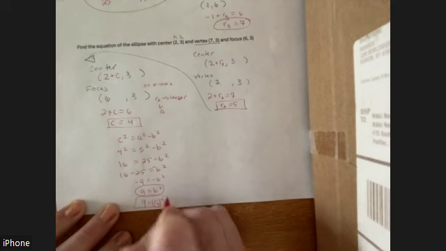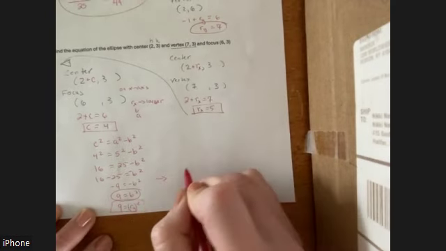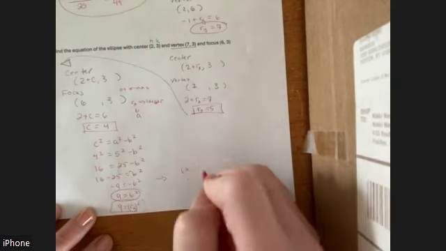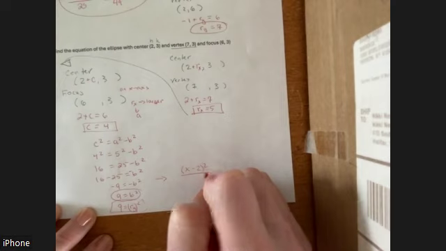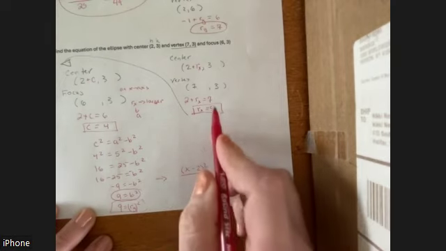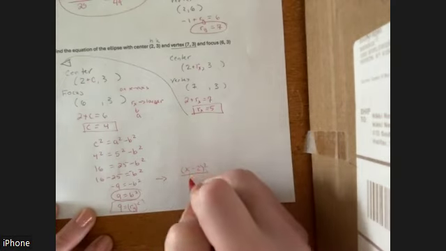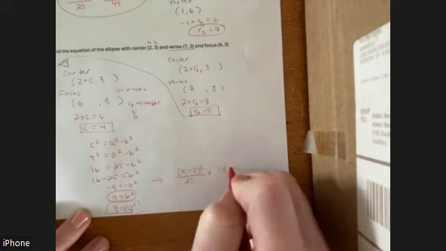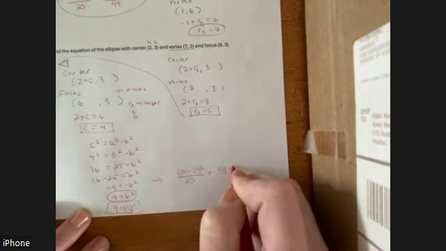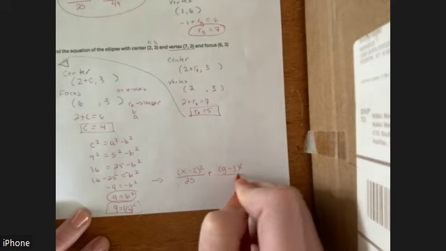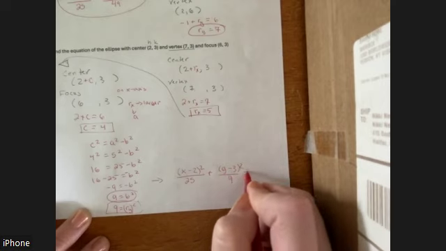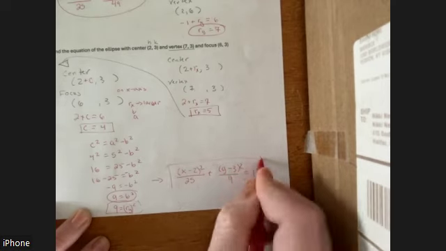All right, we're ready to write our equation. So here we go. So X minus H, which is X minus 2 squared, over R sub X squared. So R sub X was 5, so R sub X squared is 25, plus Y minus K, so Y minus 3 squared, over R sub Y squared, which is 9, equals 1. And there's our equation.